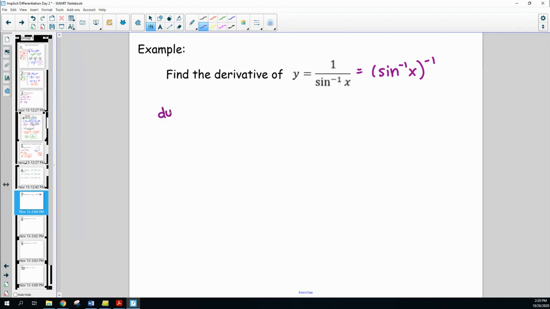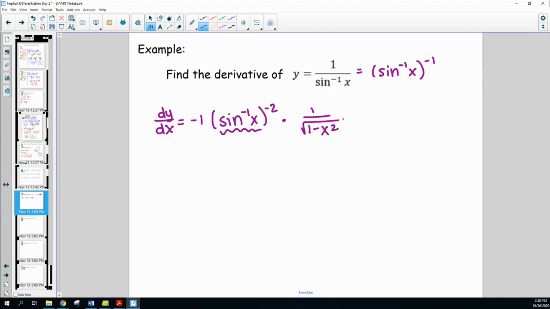So now to find the derivative, dy over dx, I'm going to use the power rule with the chain rule. So I'm going to have negative 1 inverse sine of x to the negative 2. So I was using the power rule. But now what's inside, the inverse sine of x, has a derivative, and that derivative is 1 over the square root of 1 minus x squared.